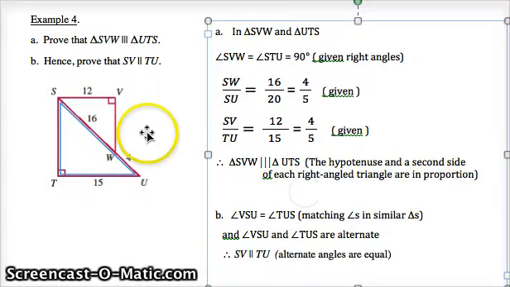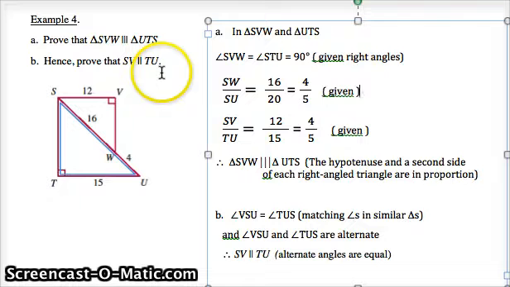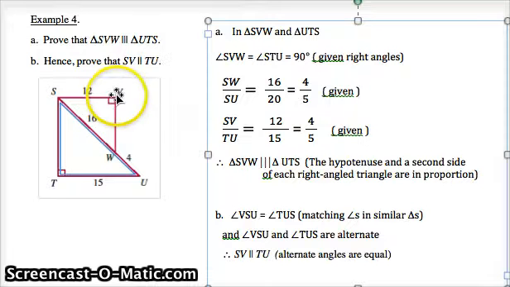The second part of the question, we have to prove that SV is parallel to TU. Now we know that the only way to prove that lines are parallel is to prove that alternate angles are equal, or that co-interior angles are supplementary, or that corresponding angles are equal. Now let's just see what we can find here. We can see that we've got an alternate angle here.